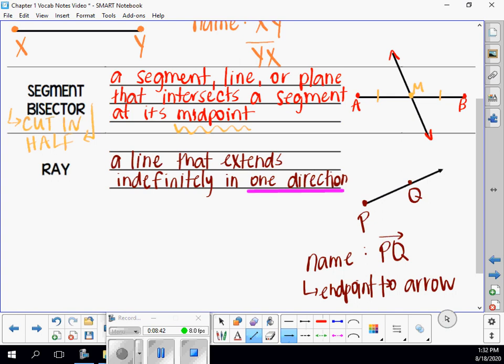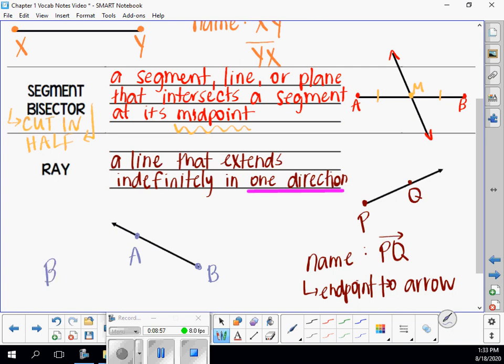If they switched it on you and it goes like this, and say this endpoint is B, and this goes through A, you still start at the endpoint, which is B, travel through A, and it's ray BA. We don't get to go the opposite direction just because we might see A first, looking at it from right to left.